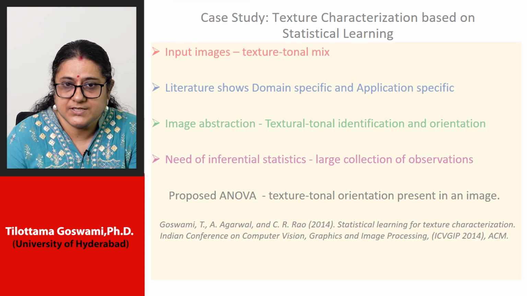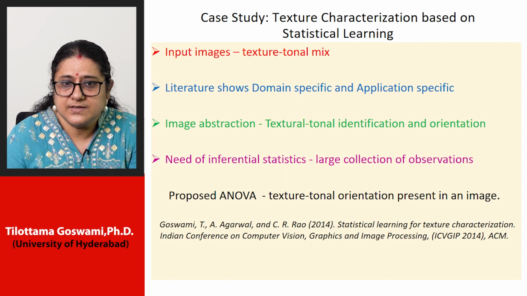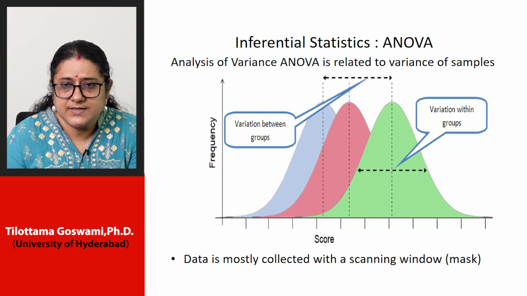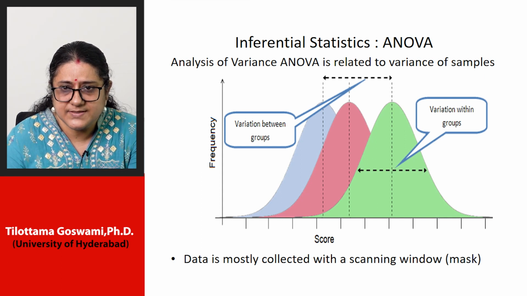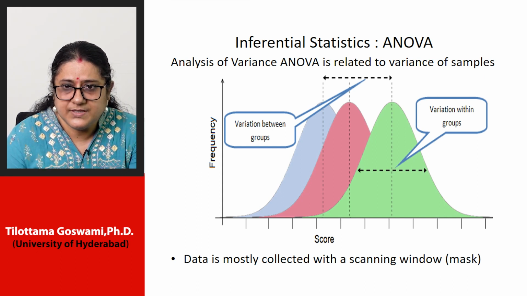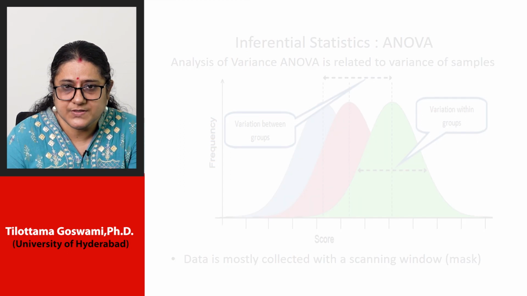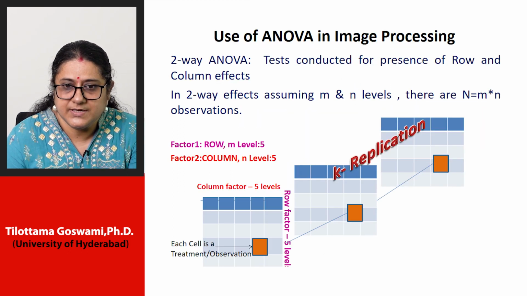So given the texture, using inferential statistics such as ANOVA, we can find the tonal orientation present in the image. The analysis of variance is related to the variance of the samples: variance between the groups and variation within the groups. We can see two types of variation, within the group and between the groups.